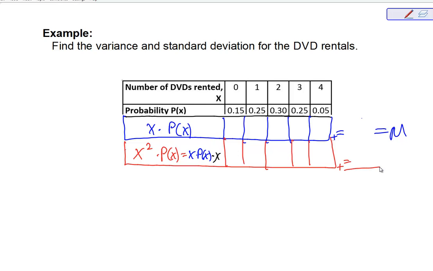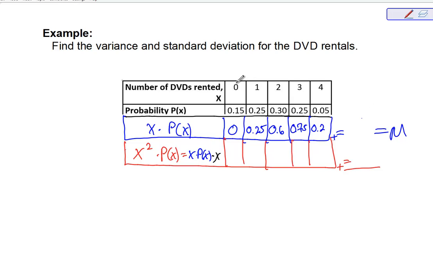Unfortunately, this does not give me the variance. I'll have to do a little bit of manipulation, but I can at least fill in these items. 0 times 15 hundredths is 0. 1 times 25 hundredths is 25 hundredths. 2 times 3 tenths is 6 tenths. 3 times 25 hundredths is 75 hundredths. 4 times 5 hundredths is 2 tenths.